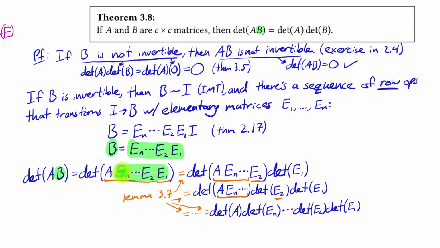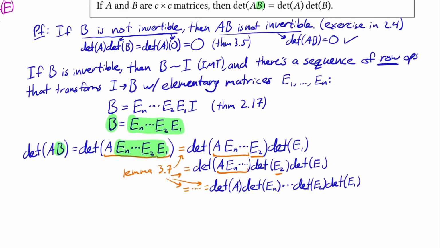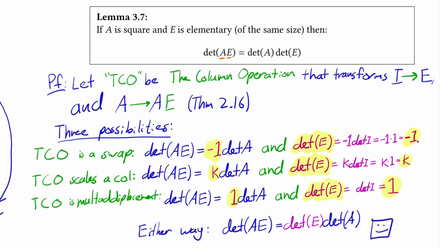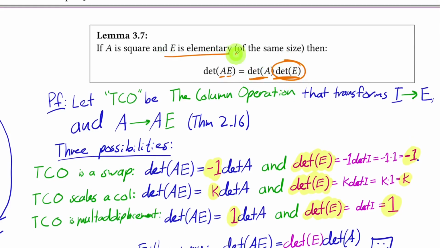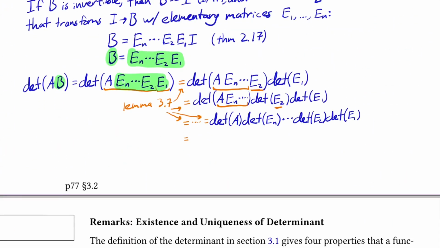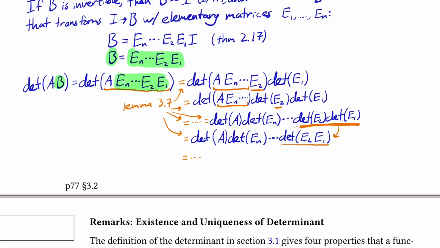Well, we can actually use Lemma 3.7 to combine these together again, because Lemma 3.7, you could also go backwards, right? If you have the determinants of two of these matrices and the one on the right is elementary, then you can combine them again. And we're going to do that with these two here. Combine that there. And then also repeat this process n minus 1 more times until we have the determinant of A times the determinant of all the elementary matrices combined.